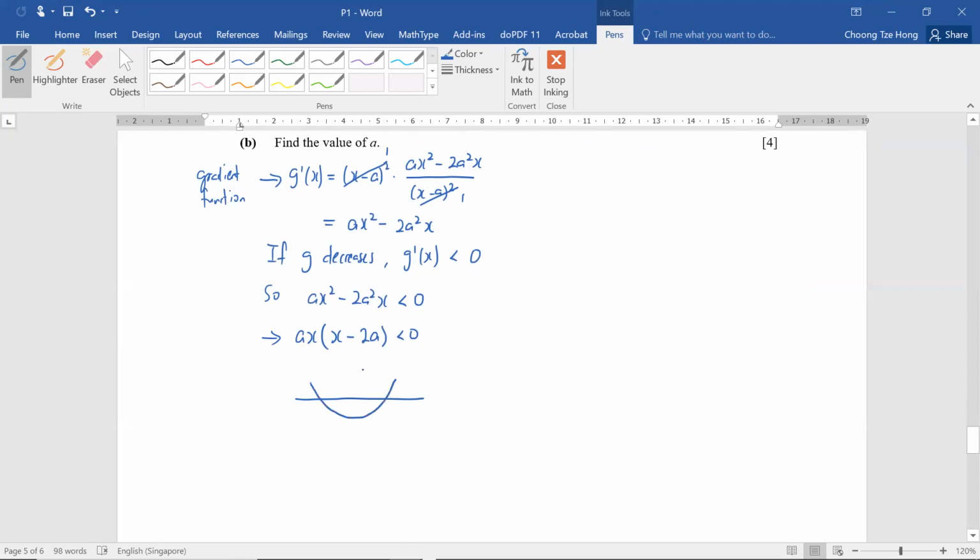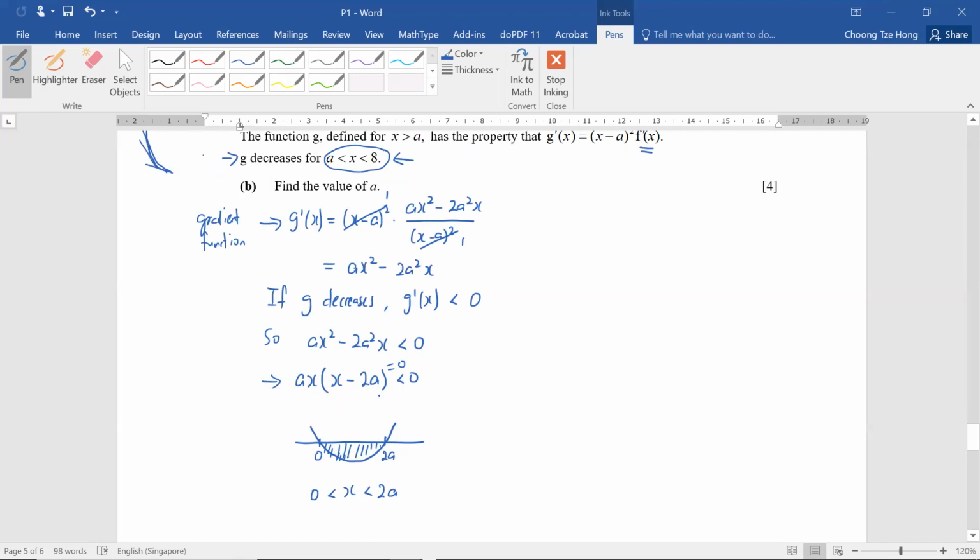So what are the two roots? One of the roots will be x equals 0. Basically you just put this one to 0 and find the two x values. One will be 0, the other one will be 2a. Since a is positive, 2a should be on the right side of 0. Now we want the region less than 0, so we want this part of the graph. So what we end up with is x greater than 0 and less than 2a.